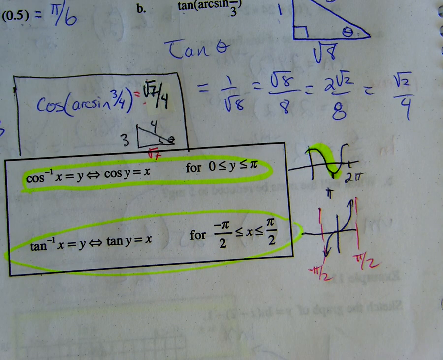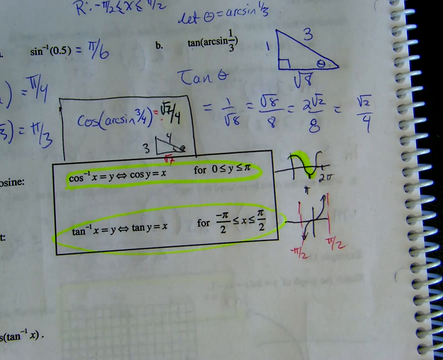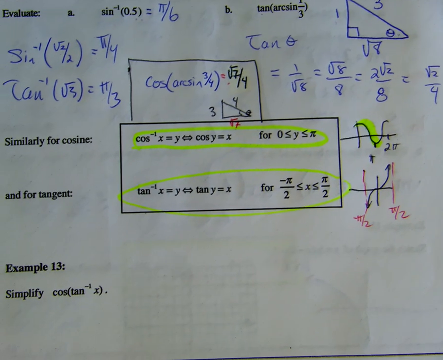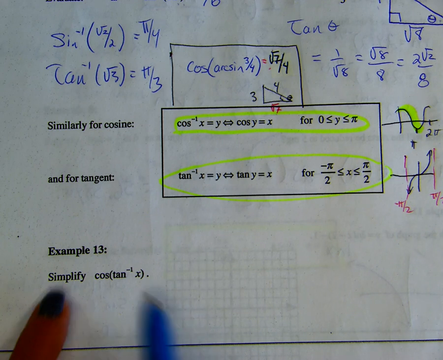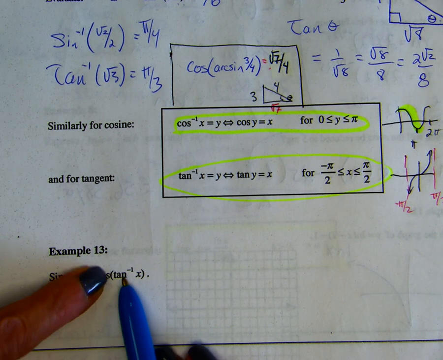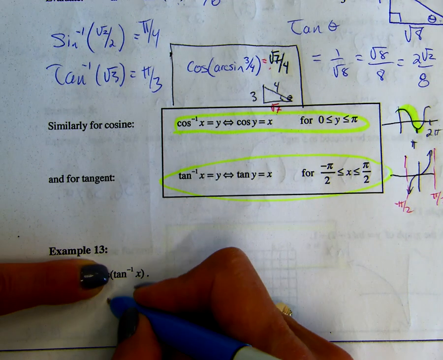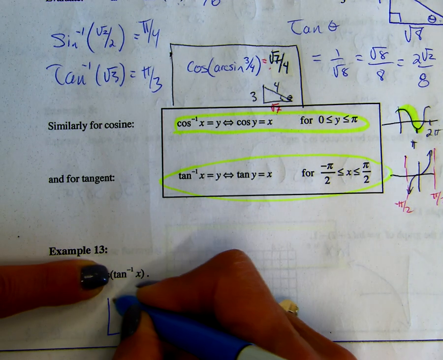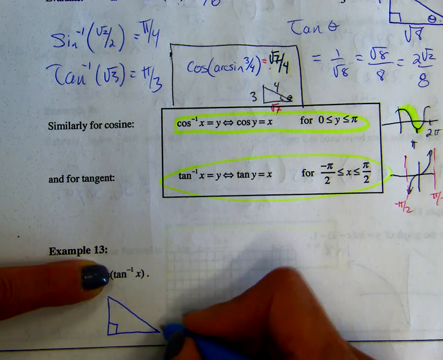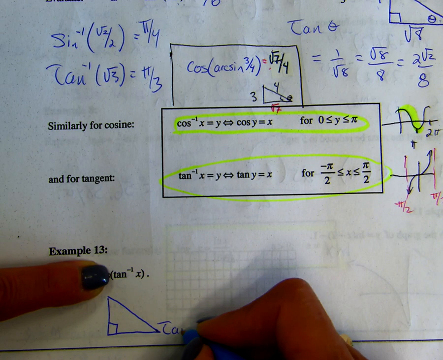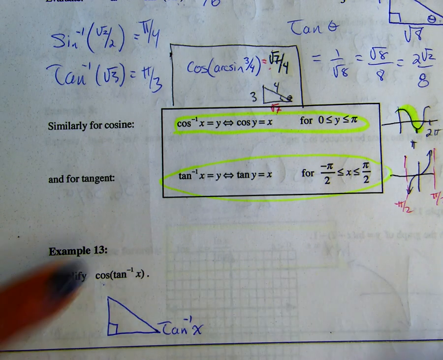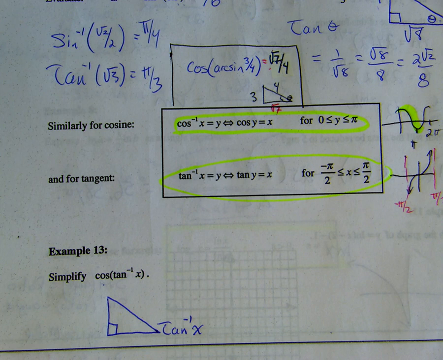Okay, so let's take that same idea and try and simplify the cos of tan inverse x. We've got function composition, so work it from the inside out. Let's draw a picture of a triangle, of an angle. This angle right here is the angle that has a tangent of x.